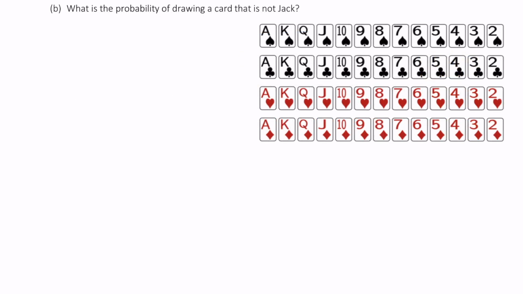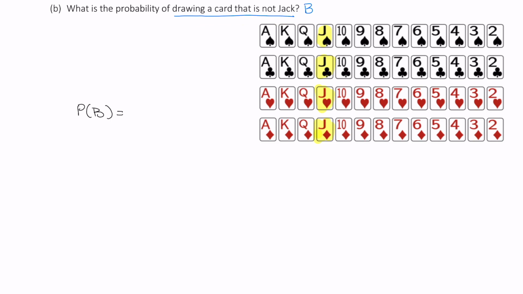Part B. What is the probability of drawing a card that is not a jack? So let's label this event, drawing a card that is not a jack, as event B. Now the probability of B is what we're going to work out. Let's start by counting the number of jacks in this deck. There's 1, 2, 3, 4, and there are 4 jacks in every standard 52 card deck. But we want the probability of not drawing a jack.